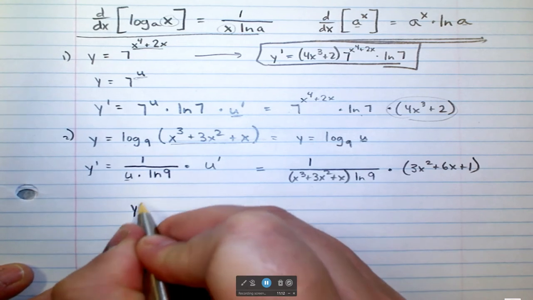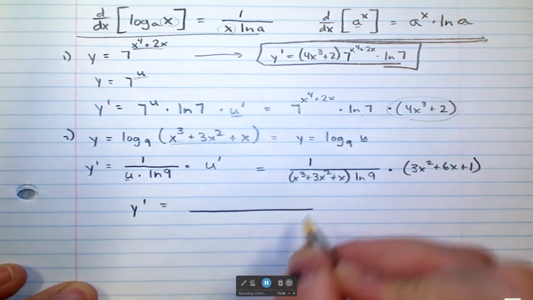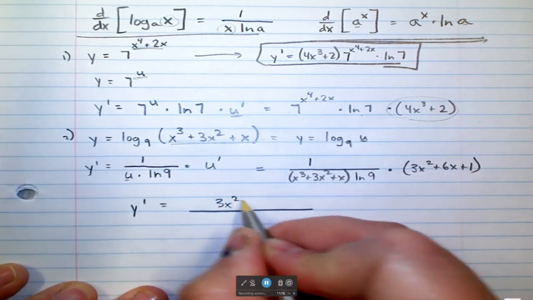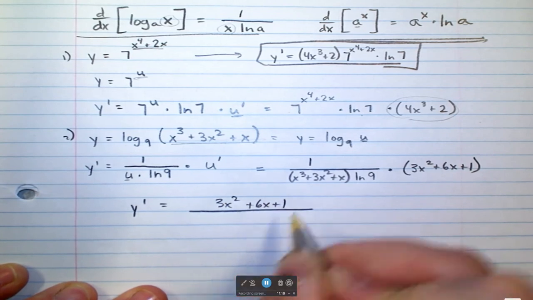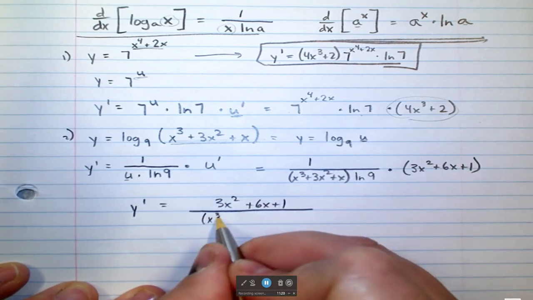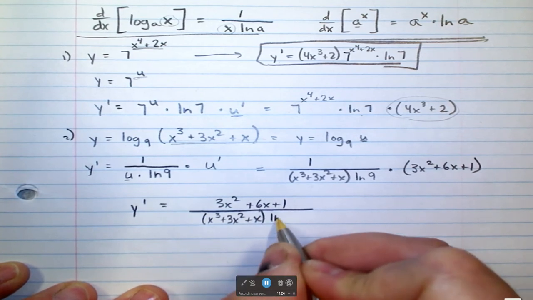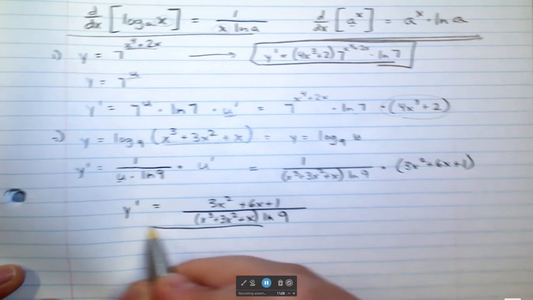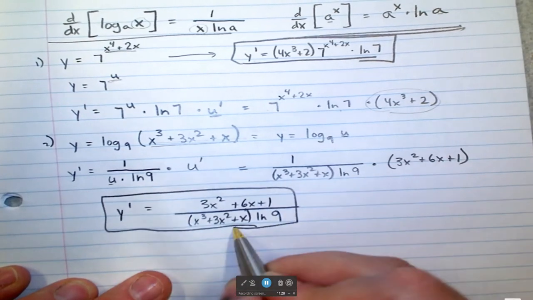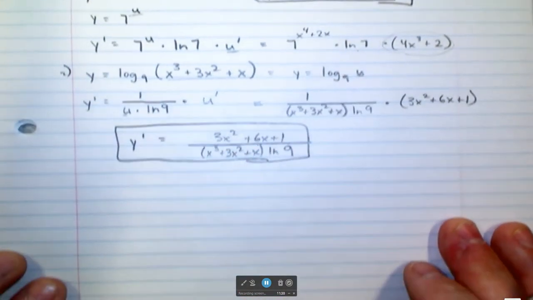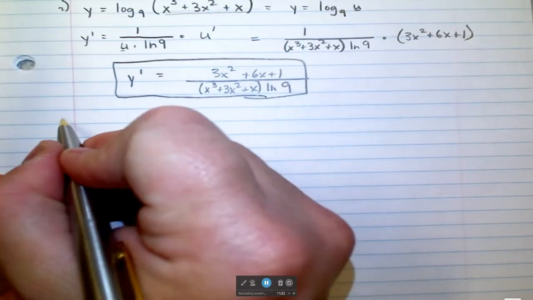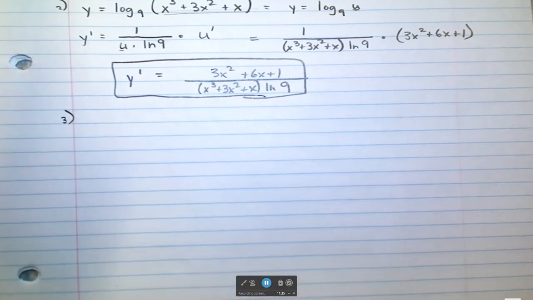So what is y prime? y prime is equal to this fraction here, 3x squared plus 6x plus 1 over x cubed plus 3x squared plus x times the natural log of 9. Okay, so that would be y prime. Okay. Number 3.